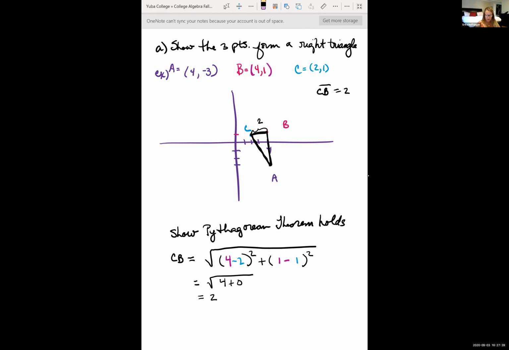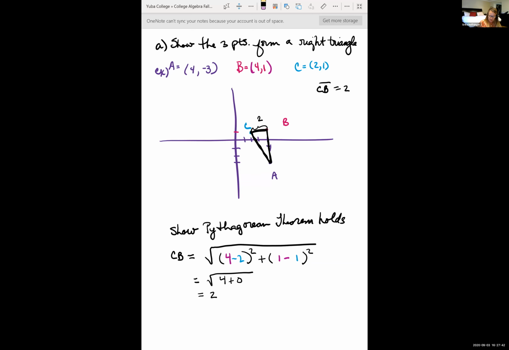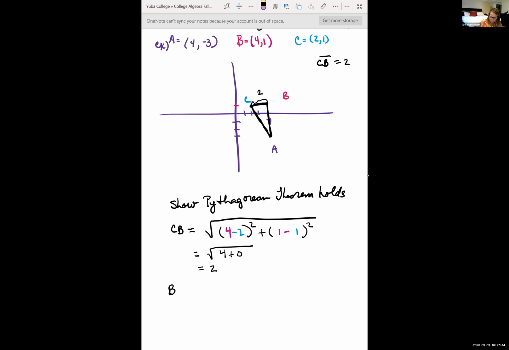Let's find the length between B and A. The length BA is equal to the square root of the difference of our x values, squared, and then summed with the difference of our y values, squared. And so B and A, we use B first, and it really doesn't matter because we're squaring it. We have 4 minus the x value here, which is 4. And then our y value, we have 1 minus -3.